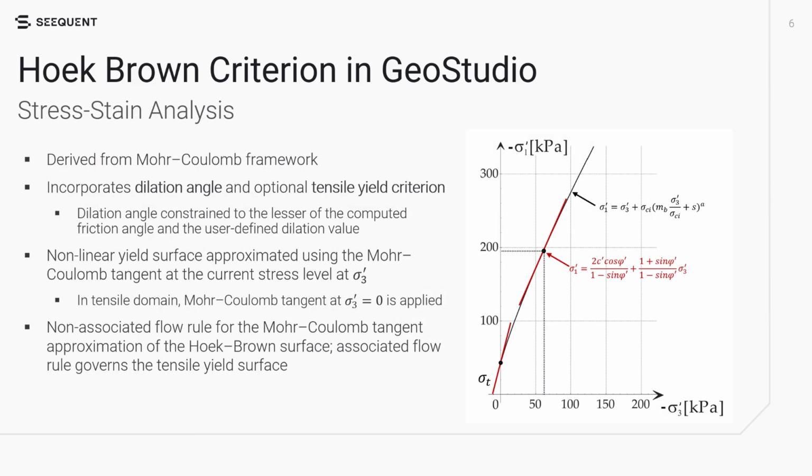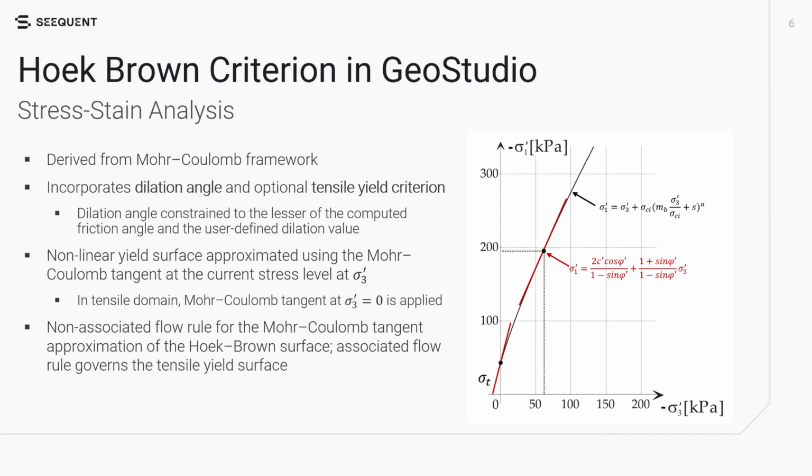The Hoek-Brown model is also integrated into GeoStudio for advanced stress-strain analysis. Its implementation is derived directly from the Mohr-Coulomb framework and includes a user-defined dilation angle along with an optional tensile yield criterion. The nonlinear yield surface described by the generalized Hoek-Brown model is approximated using the Mohr-Coulomb tangent at the current stress level, at sigma 3'. In the tensile domain, the Mohr-Coulomb tangent at sigma 3' equal to 0 is applied.